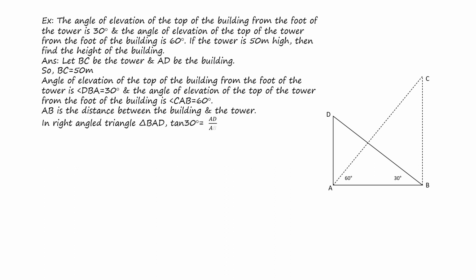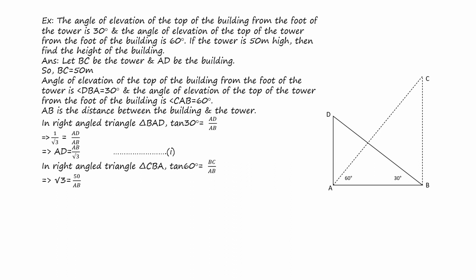Now in right angle triangle BAD, tan of 30 degrees equals AD by AB, or we can write 1 by root 3 equals AD by AB. This implies AD equals AB by root 3. Let this be the first equation. Again in right angle triangle CBA, tan of 60 degrees equals BC by AB, or root 3 equals 50 by AB, or we can write AB equals 50 by root 3. Let this be the second equation.